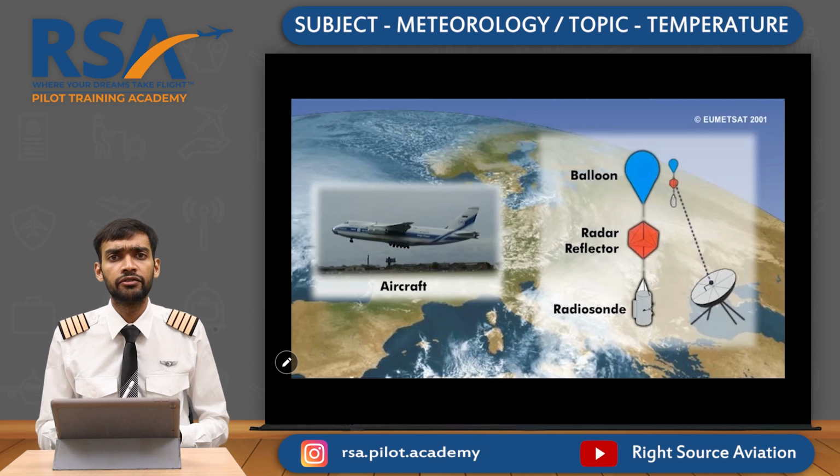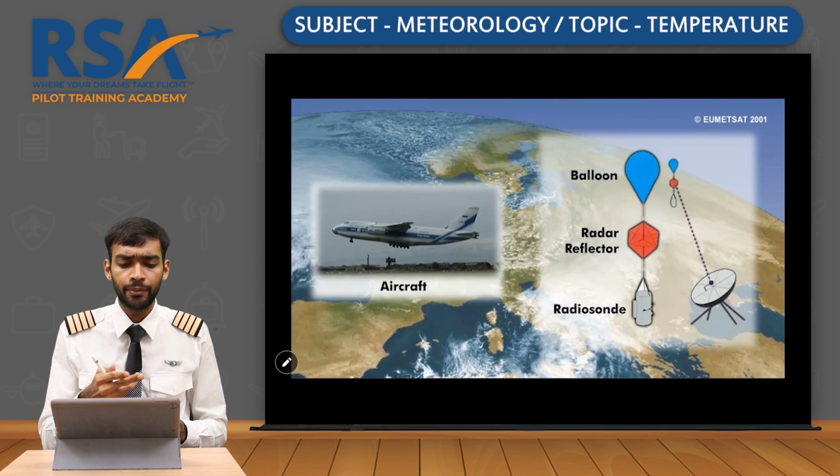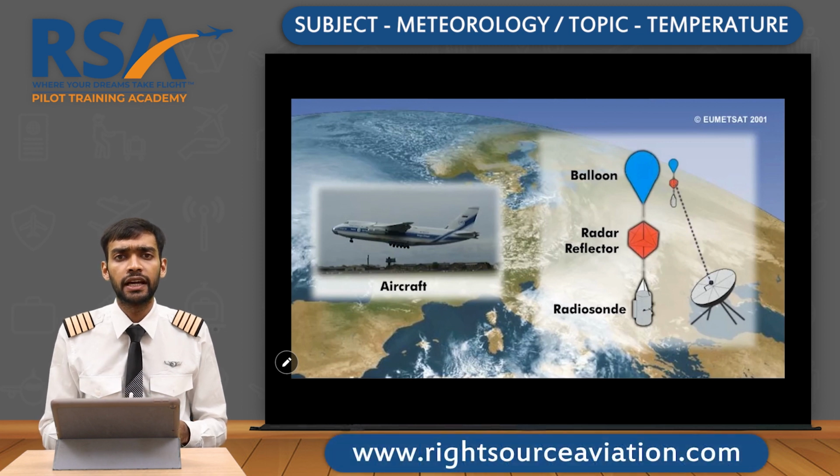Another way we can identify the temperature at different altitudes is the pilot report, that is, the aircraft report. From the aircraft to the ground station, we can tell them that we are flying at 30,000 feet and the temperature at 30,000 feet is minus 15 degrees Celsius, or whatever temperature you are experiencing. So that is the actual temperature you can send to the ground station. These are the ways through which we measure the temperature on the ground or at different altitudes, and the units that we use are degree Celsius, the Fahrenheit scale, and the Kelvin scale.